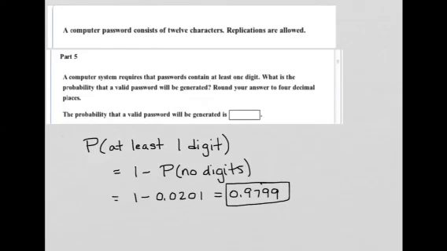Because the probability of no digits is the same as the probability of only letters. So it's just a different way of wording that. So that's how we get our answers, and I hope that helps.